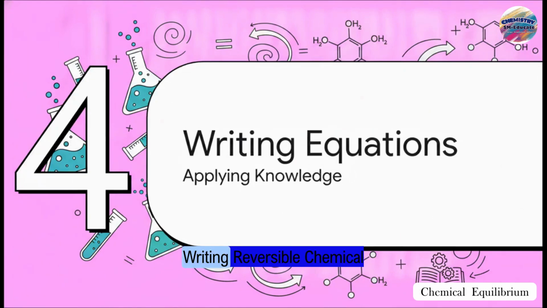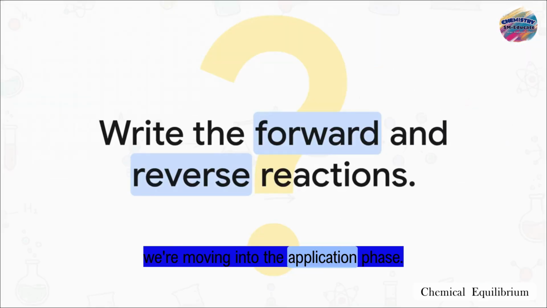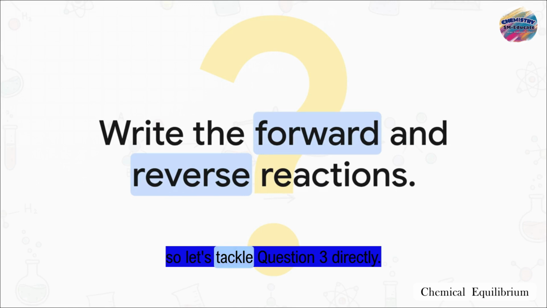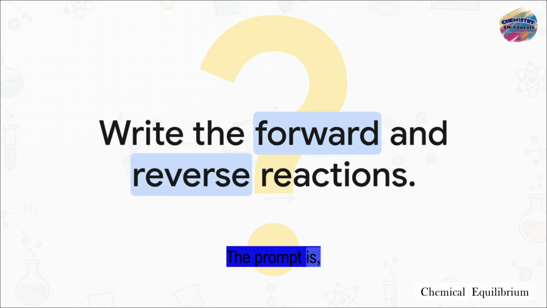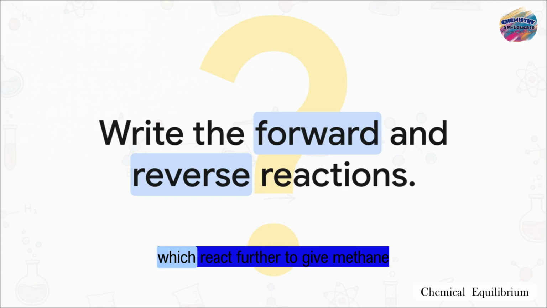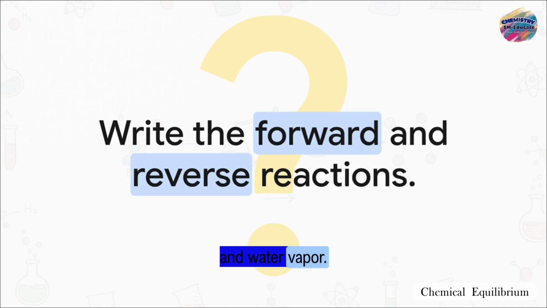Section 4. Writing reversible chemical equations. Now we're moving into the application phase. We've got our definitions, we've got our examples, so let's tackle Question 3 directly. The prompt is, coal reacts with hot steam to form CO and H2, which react further to give methane and water vapor. Write the forward and reverse reactions for it.